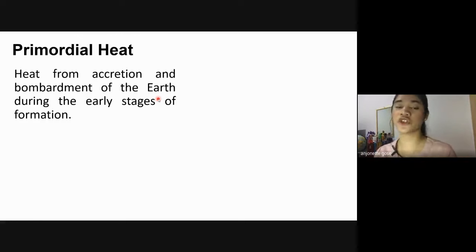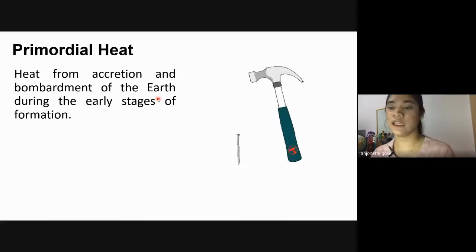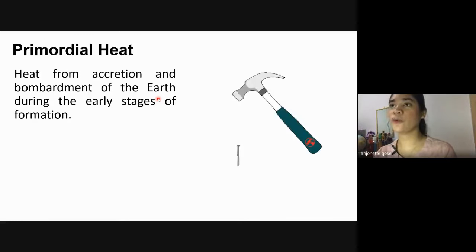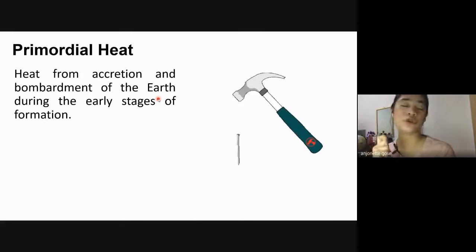So, when you say accretion, ito yung pagkakadikit-dikit. While bombardment naman, pagbabanggaan. So, every time na nagkakaroon ng banggaan, of course, nagkakaroon ng friction. And friction releases enormous amount of heat. Now, look at this. It's the hammer and the nail. Now, ano yung common observation ninyo habang pinupukpok ng martilyo yung nail?